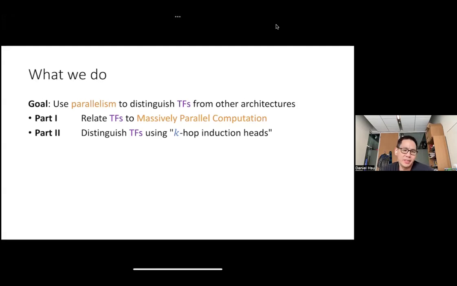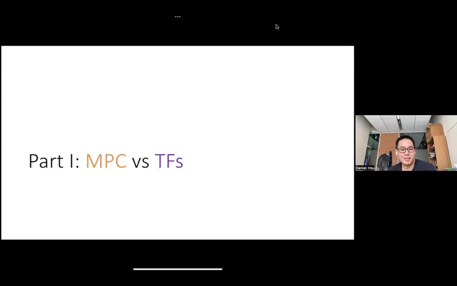So the way we are going to do this is in two parts. The first part is going to relate transformers to another model of parallel computation, that of massively parallel computation. I'll introduce this in the first part of the talk and say exactly what I mean by relating these two models of computation. And then in the second part, I will take a particular problem, the so-called K-hop induction heads problem, which we derived from what people may have heard of as induction heads, and use that to separate transformers from some of the other architectures that you might have heard of. So that's the outline for the talk, and I'll just get started with the first part. Feel free to stop me if there are any questions at any point.